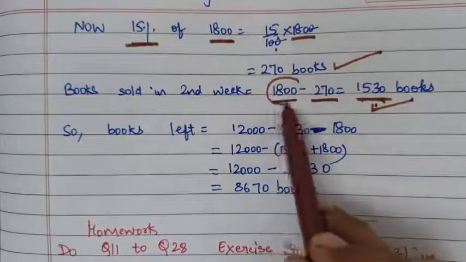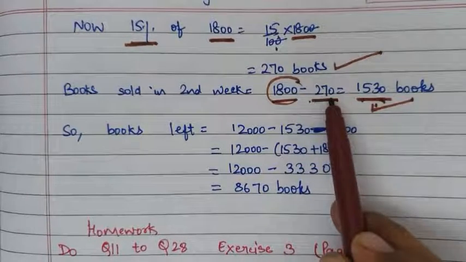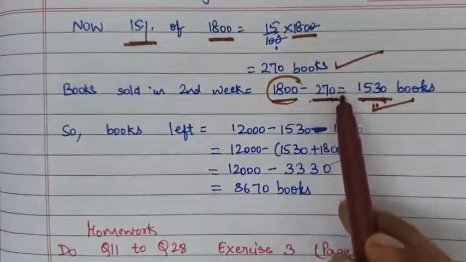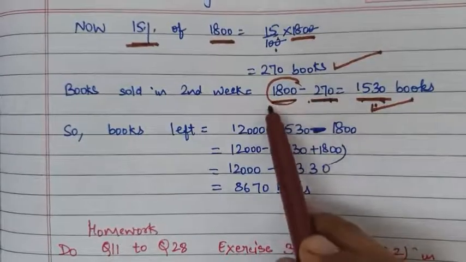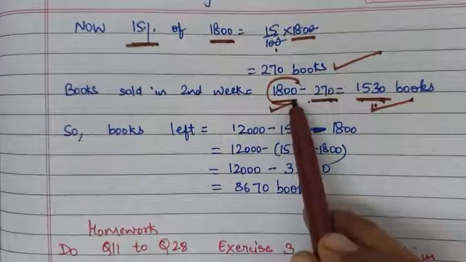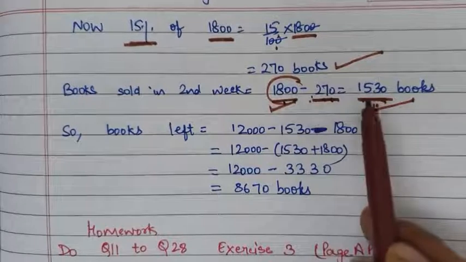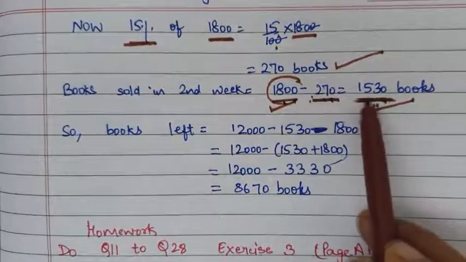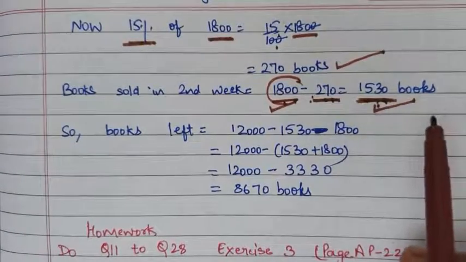In the first week of April, minus 15%, because in the question it was given that 15% fewer books were sold. So the number of books sold in the first week minus 15% of that will give you the number of books sold in the second week of April.